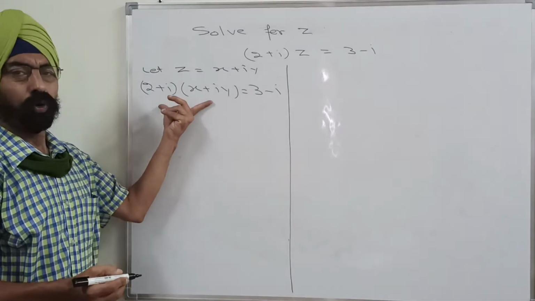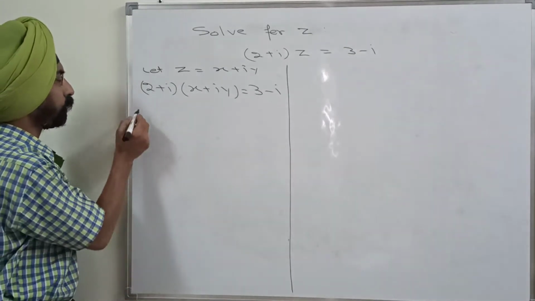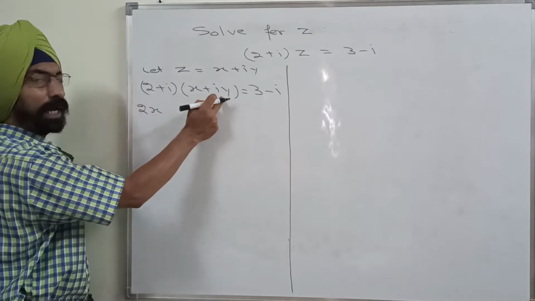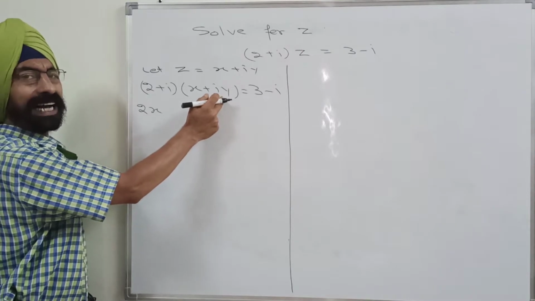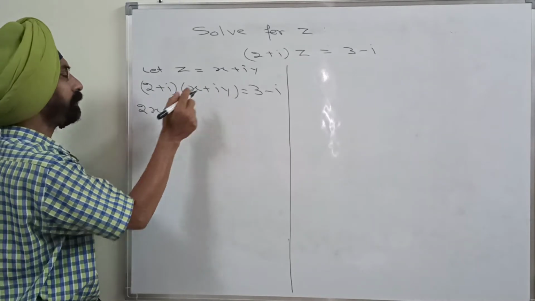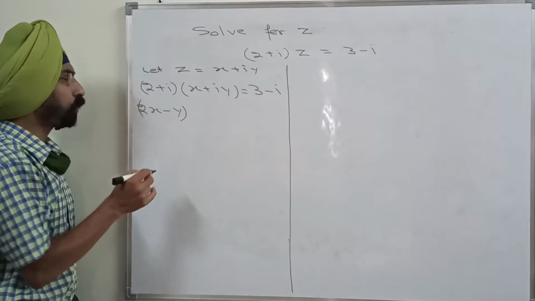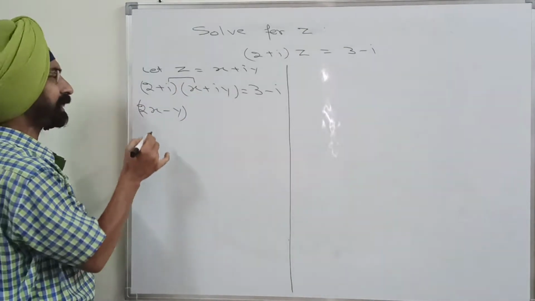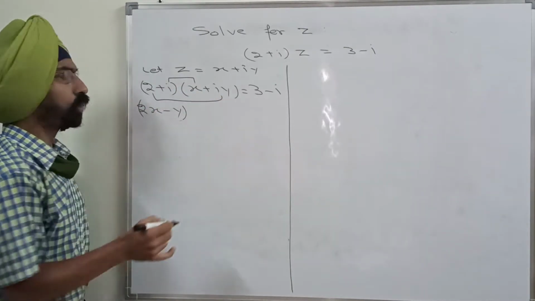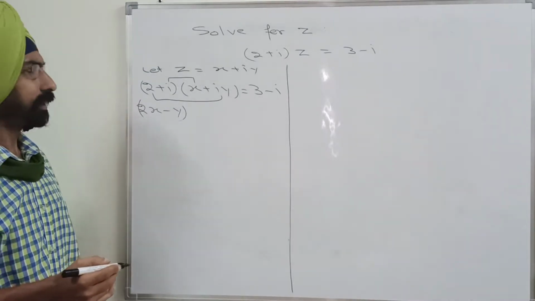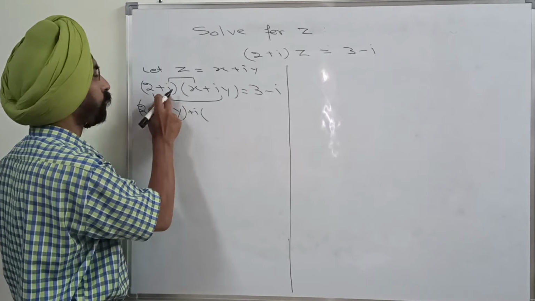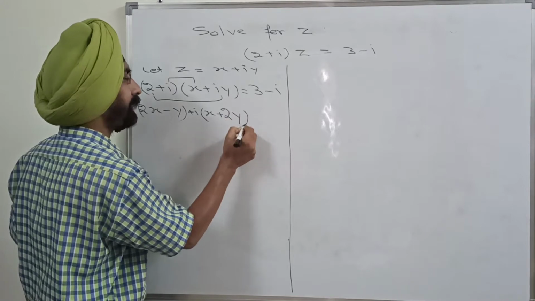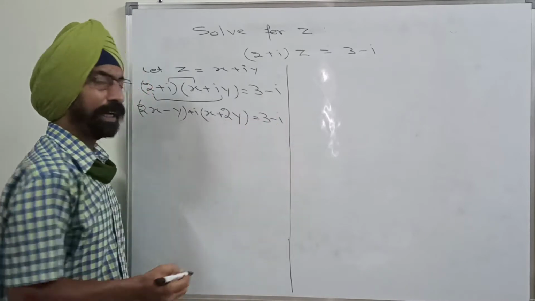And now open this bracket, multiply these two. What you are going to get: 2 into x is 2x, and i into iy is i square y, but i square is equal to -1, so it will become -y. So these are two terms without i, and now there are two more terms. This term ix is an imaginary part, and this term 2iy is also an imaginary part. So take i common: (2x - y) + i(x + 2y) is equal to, on the right side, 3 - i.